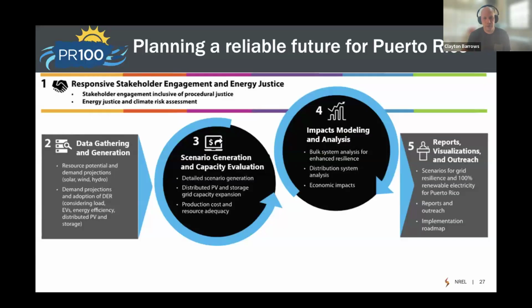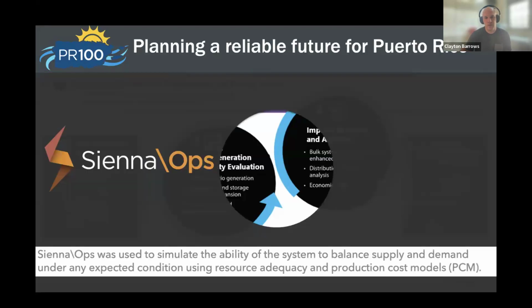One example of how we've used Sienna Ops was for the Puerto Rico 100 project, where just like some of our other grid studies, we had a sequential modeling process where we gather the data, explore scenarios, and explore how the Puerto Rican grid might evolve under those different scenarios, and then evaluate the impacts and ensure reliability in task 4, and then several reports and visualizations, all with a theme of lots of stakeholder input and engagement throughout the whole process. Sienna Ops was really focused on this intersection between the scenario generation and the impacts analysis.